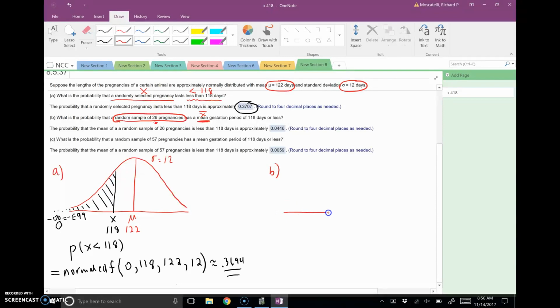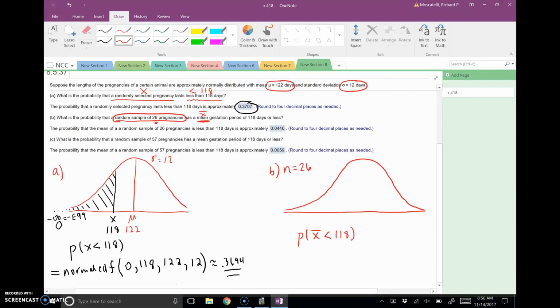So now, what clues you in that this is central limit theorem is typically the fact that you're given an n. N is 26 here. But what really gives it away is that we're talking about a probability of a mean. So the probability, the mean, X bar, is less than 118 here.